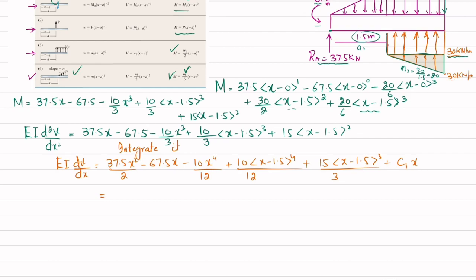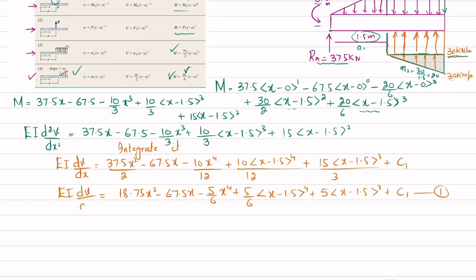And if you further simplify, it will be equal to 18.75 x square minus 67.5 x minus 5 by 6 x power 4 plus 5 by 6 into x minus 1.5 power 4 plus 5 into x minus 1.5 power cube plus c1. Sorry, it is c1, not c1x. So let this be your equation number 1.